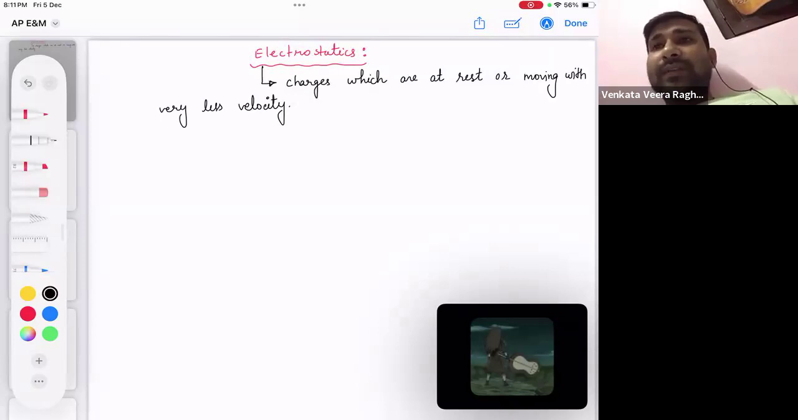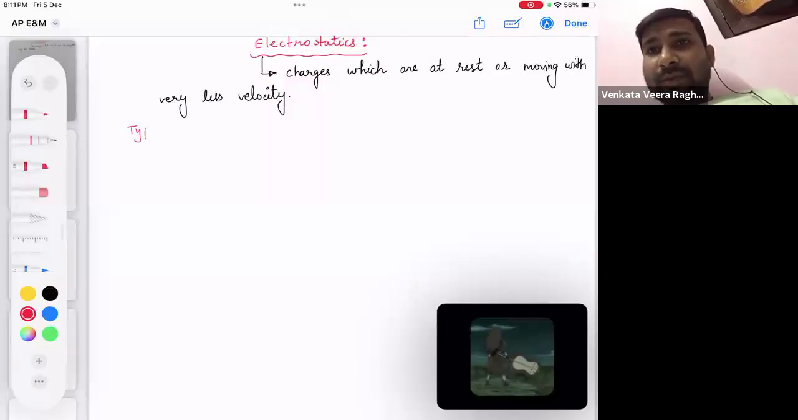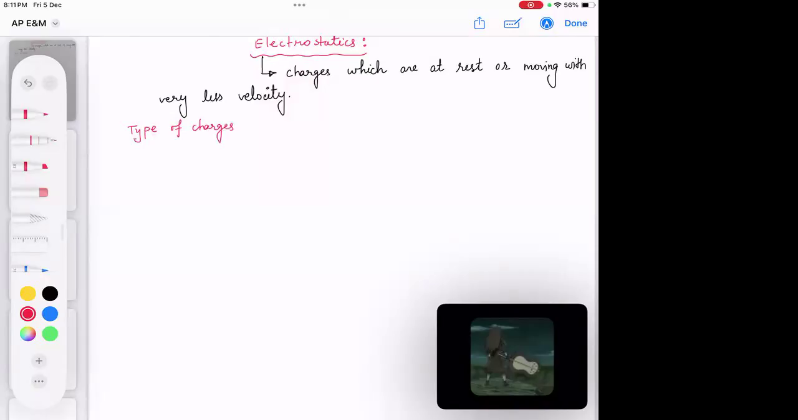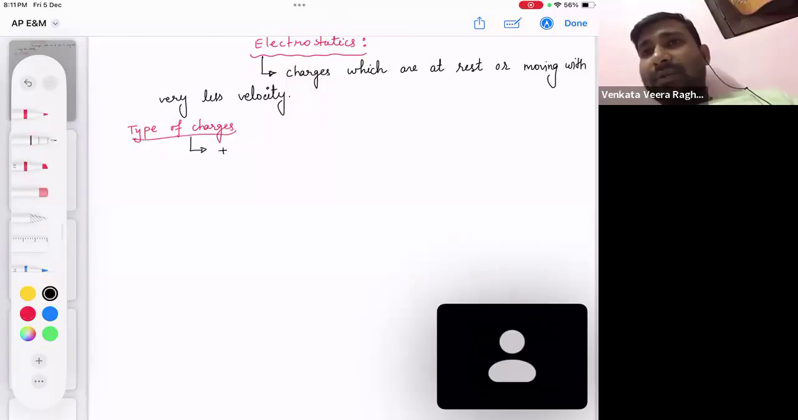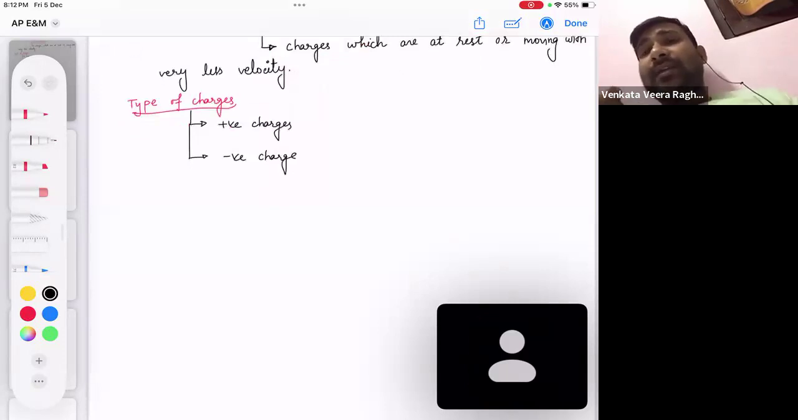Okay, so now when we discuss the charges, what are the types of charges we have? Tell me, what are the types of charges we have? Positive, negative, and neutral. Yes, there are simply two types of charges: positive charge and negative charge. There are two types of charged bodies. One is the positive charged body, the other one is the negative charged body. So tell me, what does it mean by a positive charged body?